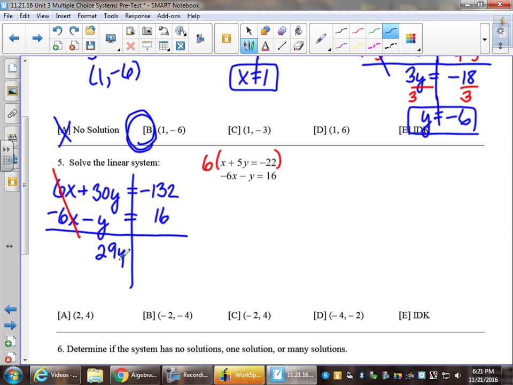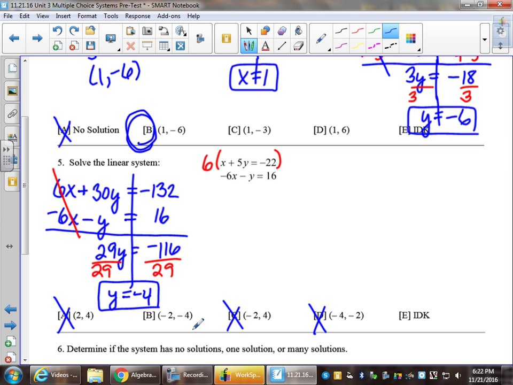I get a 29y equals 132 minus 16 is a negative 116. Divide by 29, divide by 29. And we get y equals negative 4. So this one's out because I got negative 4. That could be out, out.